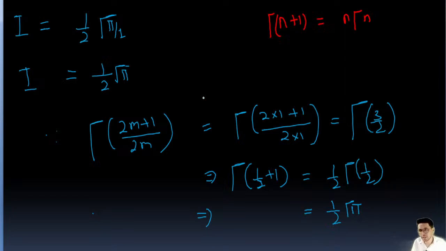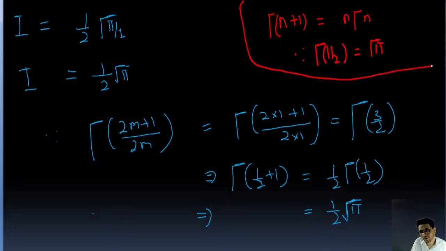So 1 by 2 root pi, and we know gamma half value is root pi. You can see in option C, if we put m equal to 1, we are getting the same answer, that is 1 by 2 root pi. So option C is the correct option, because if you put m equal to 1, we get the same answer.